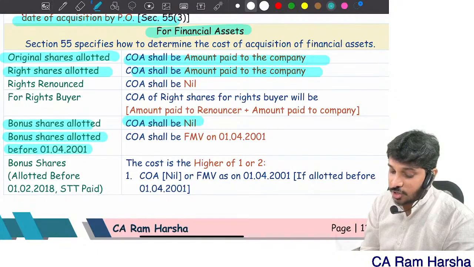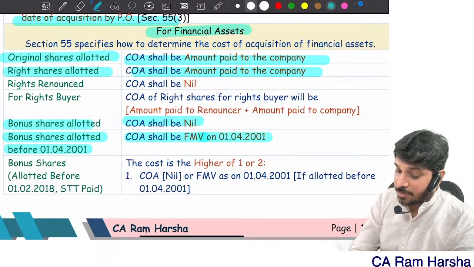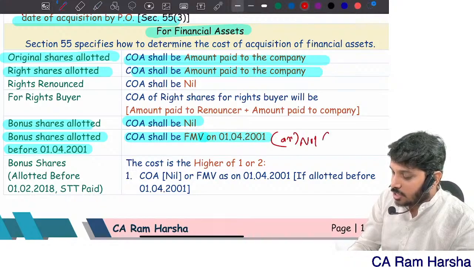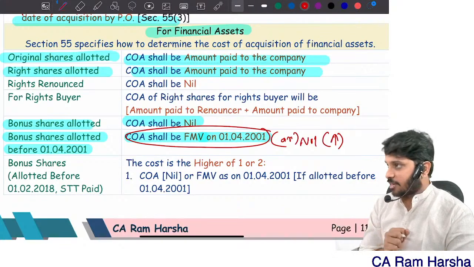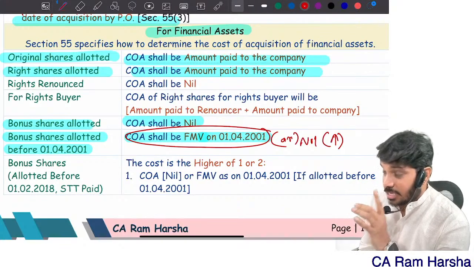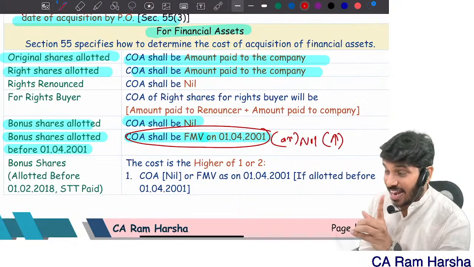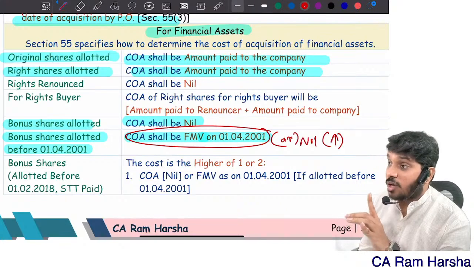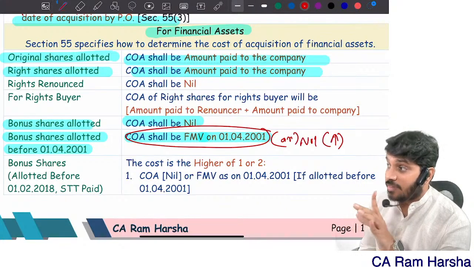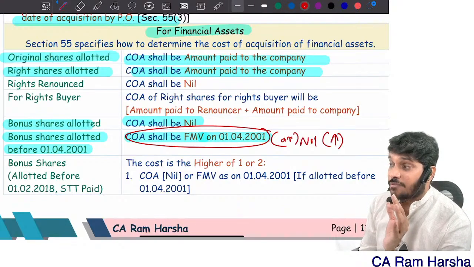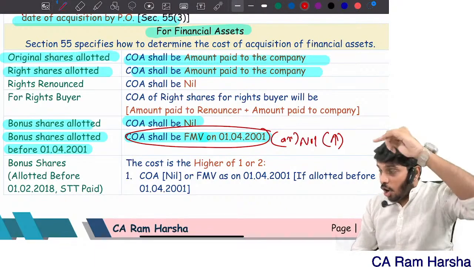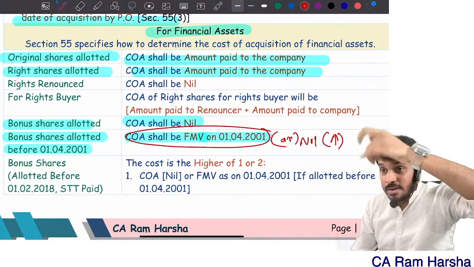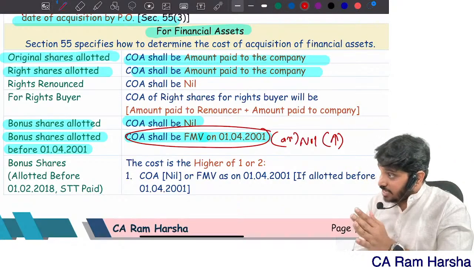However, if the bonus shares are allotted before 1st April 2001, then the cost of acquisition will be the fair market value on 1st April 2001 or the actual cost, which is nil, whichever is higher. So naturally, market value. See, here there is a thumb rule in capital gains. If any capital asset is purchased by you or by the previous owner as referred under section 49(1), and they acquired this asset before 1st April 2001, the cost of acquisition is the actual cost at which they purchased before 2001 or the market value on 1st April 2001, whichever is higher. That benefit is given.